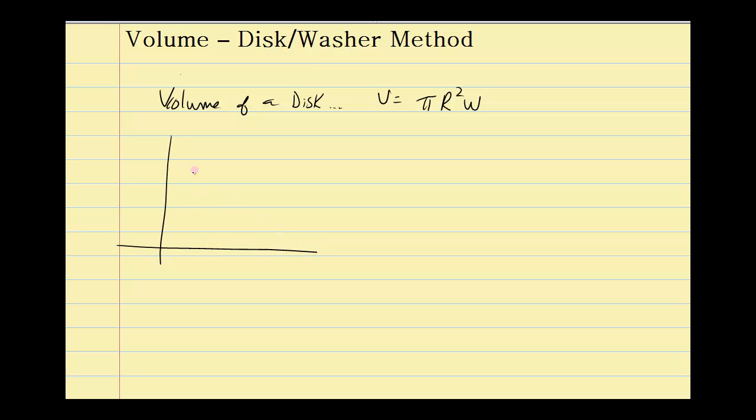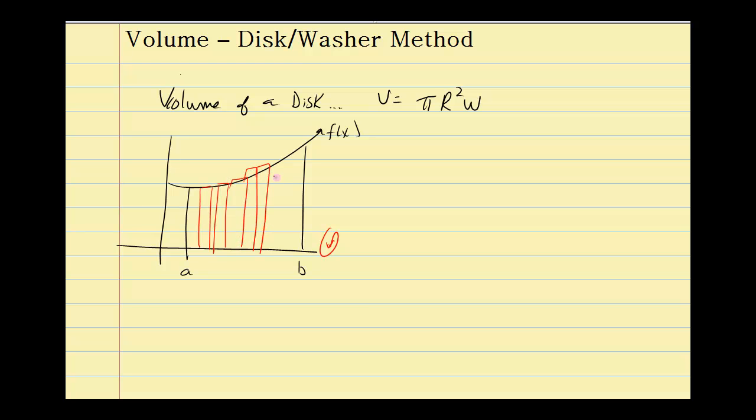If we have a picture of some function f of x, and we want to find the volume, let's say between a and b, and rotate this about the x-axis, and that's what this symbol means, rotate about the x-axis, what would end up happening is I would take a lot of these little rectangles that I could produce here, and I would rotate each one of them around the x-axis and produce a disk. And then I would add up the volume of all these disks.